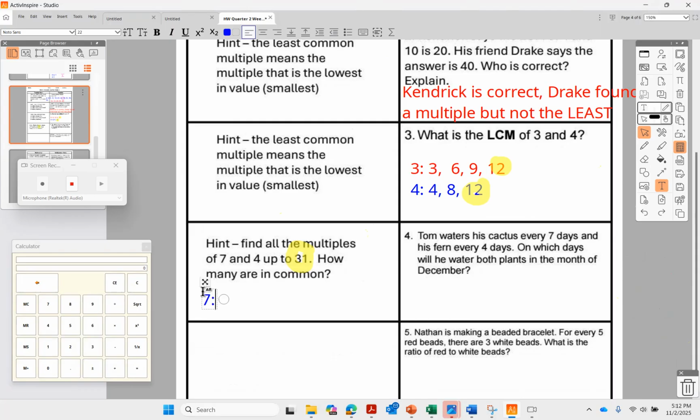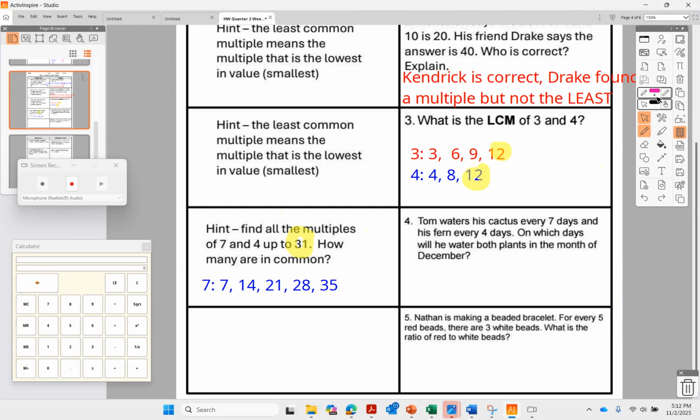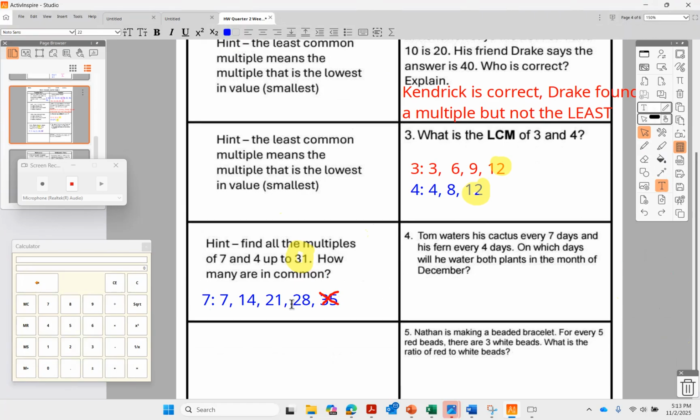7 times 1 is 7. 7 times 2 is 14. 7 times 3 is 21. 7 times 4 is 28. 7 times 5 is 35. We're not, though, I want to point that out, we're not going to use 35 because there's not a 35th day in December. Okay. Now we are going to find the multiples of 4.